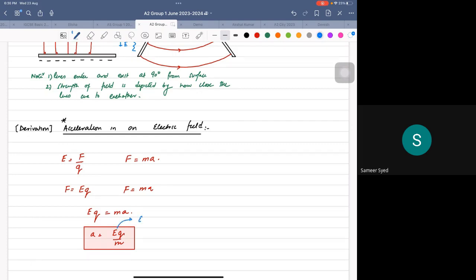So E is again the electric field strength, Q is the charge, and m is the mass of the charge. So if it's an electron, it would be the mass of the electron, or proton, whatever it is. It doesn't matter. a is acceleration, by the way. So please write this down as well.